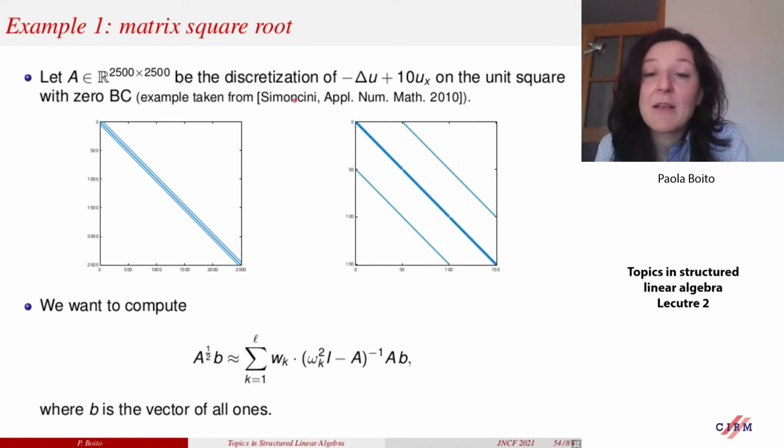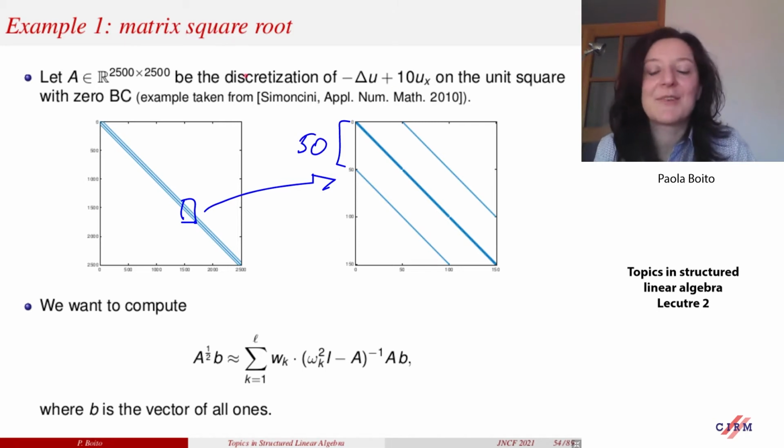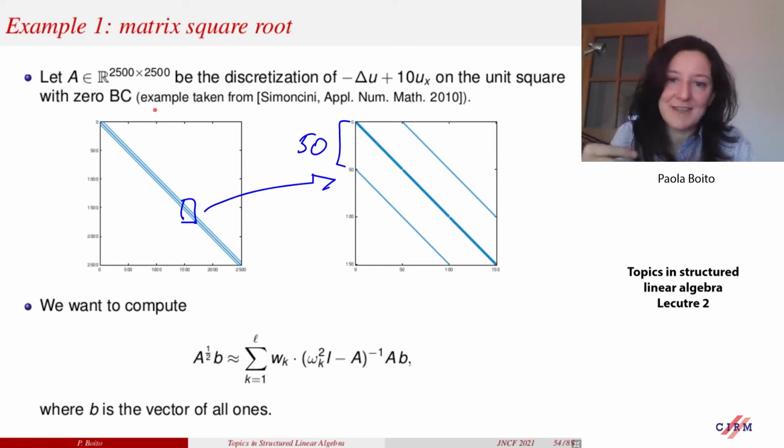This is an example taken from a paper by Simoncini. Here we have a matrix of size 2500, which is obtained from the discretization of a certain differential operator on the unit square with zero boundary conditions. What we obtain is a banded structure, so this is certainly a quasi-separable matrix. Here we have a close-up zoom of a little piece of this matrix. You can see a main band here, and then there are two secondary bands at distance 50 from the main diagonal, because this depends on the chosen discretization, with 50 points in each direction.